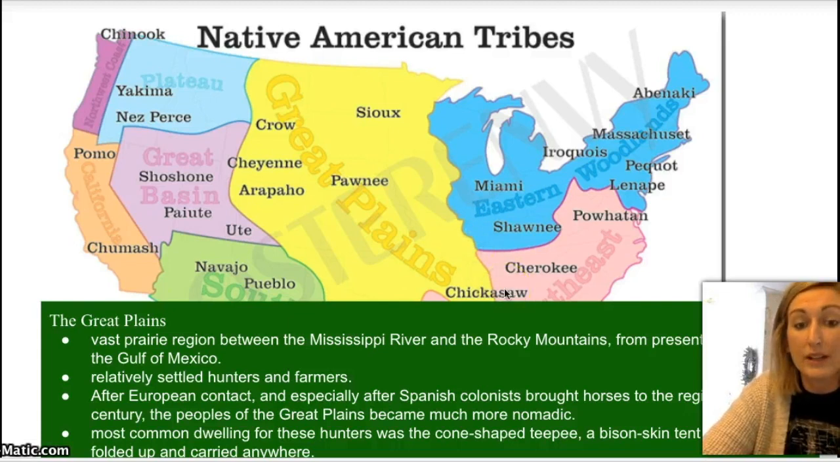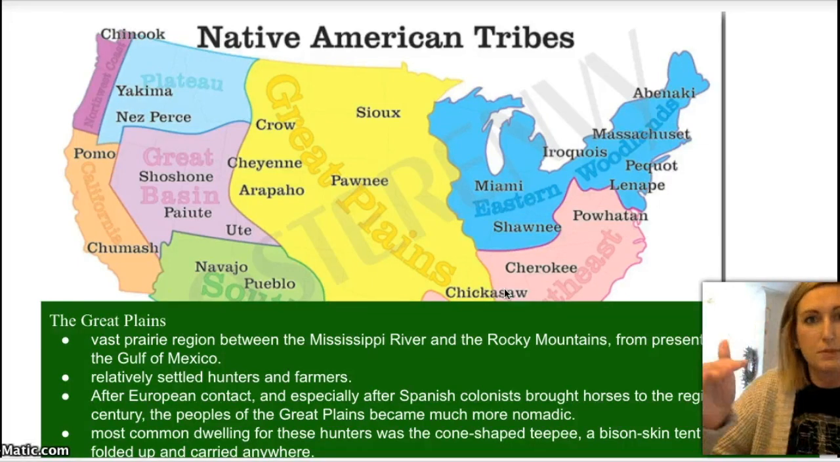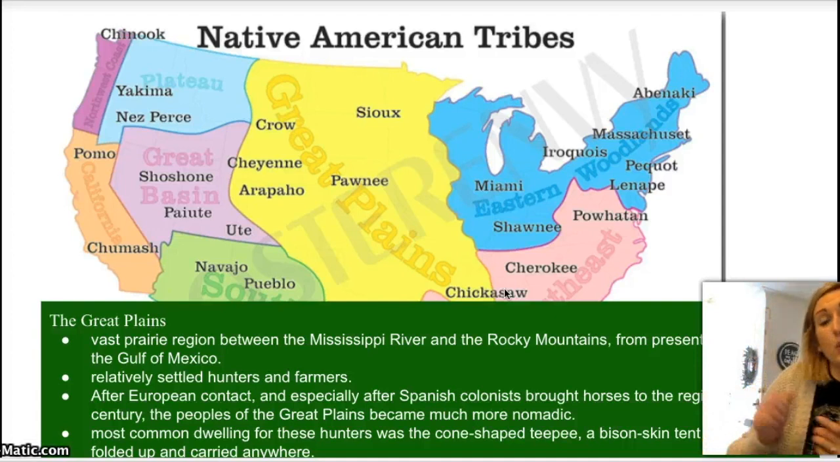The most common dwelling for these hunters is something you probably get an image of when I say it, a teepee. That's a cone-shaped home that they could quickly pack up and move with them, so they could move to another spot for good farming and hunting as soon as they needed it. Teepees were made out of bison skin, so they used buffalo to help build their homes, and they used every part of the buffalo.